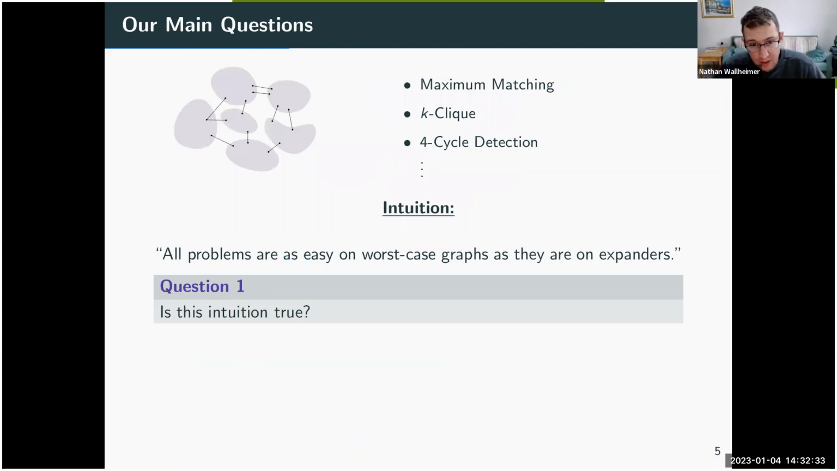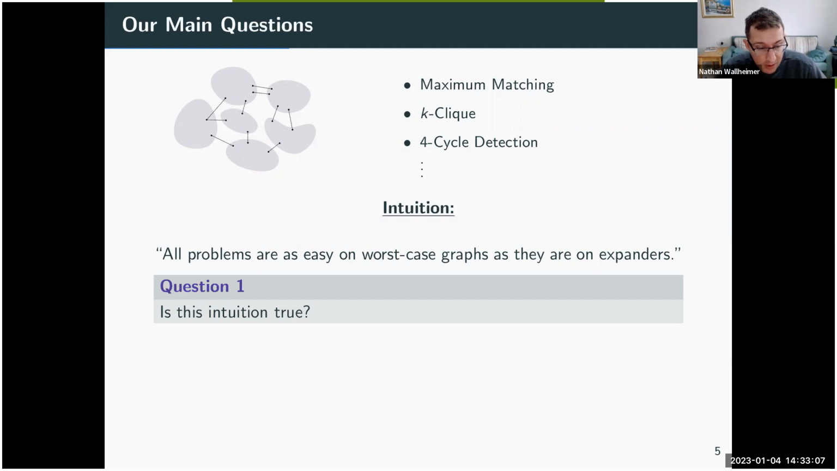So we investigate the following intuition, that all problems are as easy on worst case graphs as they are on expanders. When I say all problems, I mean natural and fundamental problems like maximum matching, k-clique, 4-cycle detection, and more, which we also do not know if they can even be solved in linear or near linear time. So these are the interesting questions that we have in mind.